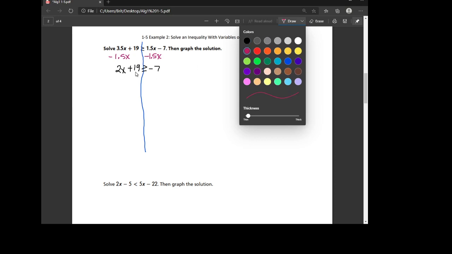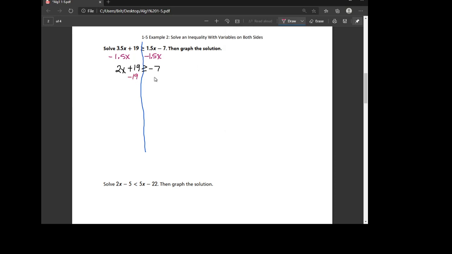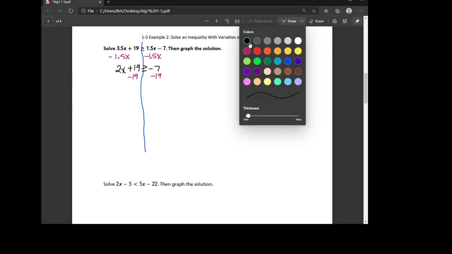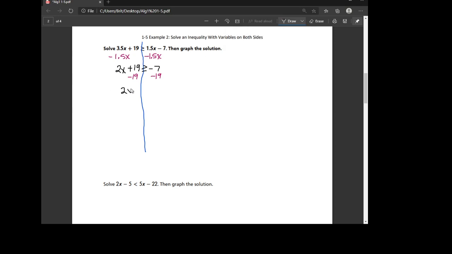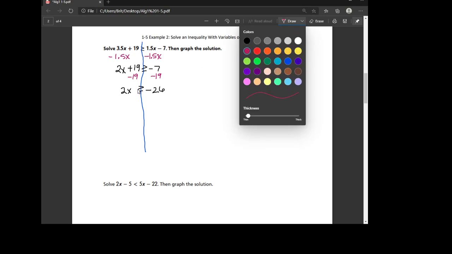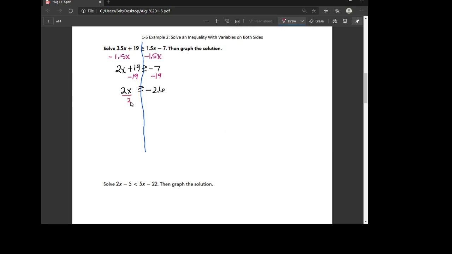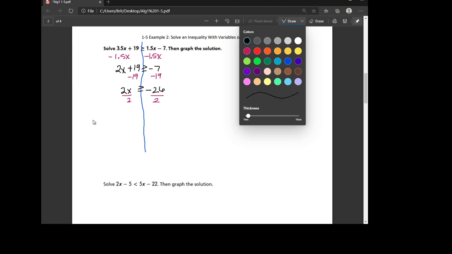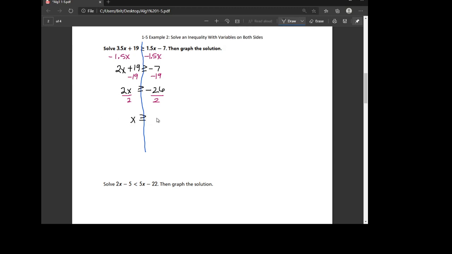And then the 19 doesn't have an x on it, so I'm going to go ahead and subtract it to the other side. I'm subtracting because it was being added. So I get 2x is greater than or equal to negative 26. And then right now, that 2 and that x are being multiplied together. So to undo multiplication, I'm going to go ahead and divide by 2. So I get that x is greater than or equal to negative 13.